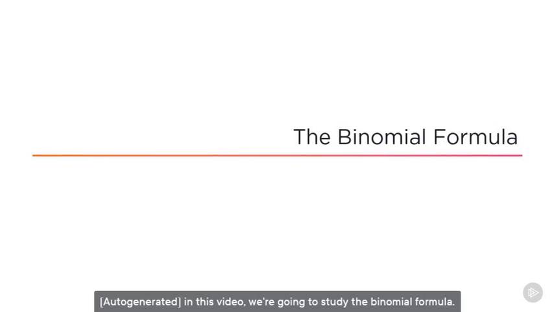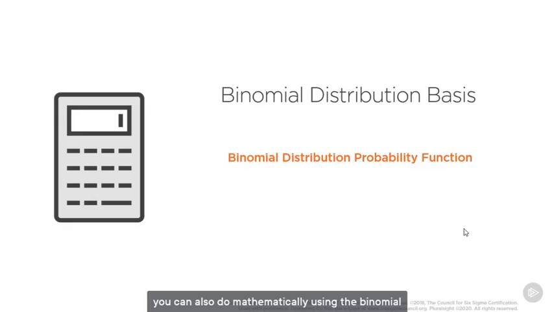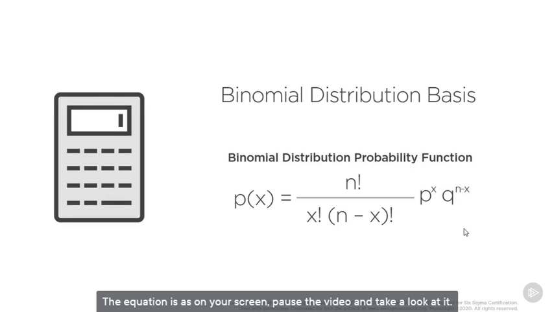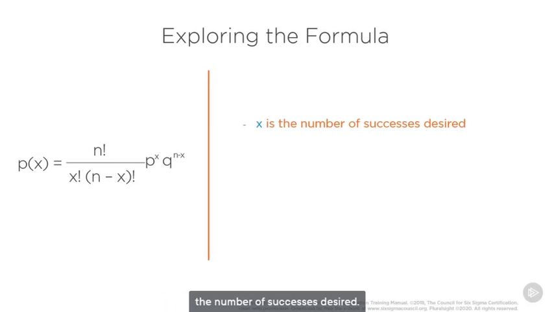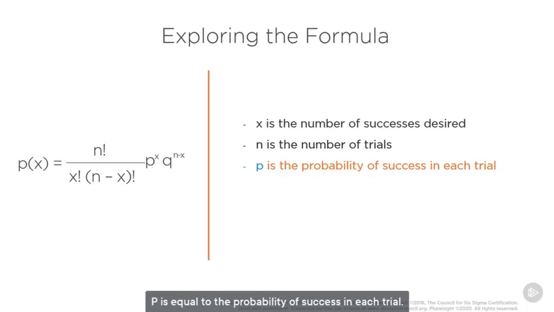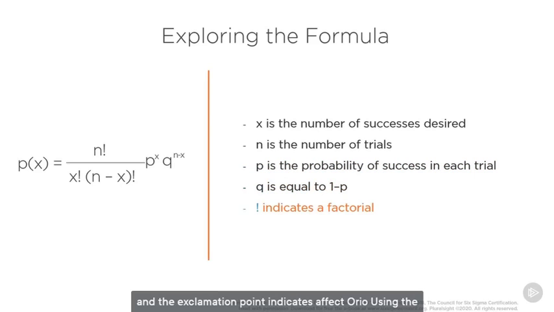In this video, we're going to study the binomial formula. What we have done graphically, you can also do mathematically using the binomial distribution probability function. The equation is as on your screen. Pause the video and take a good look at it. For this formula, x is equal to the number of successes desired, n is equal to the number of trials, p is equal to the probability of success in each trial, q is equal to 1 minus p, and the exclamation point indicates a factorial.